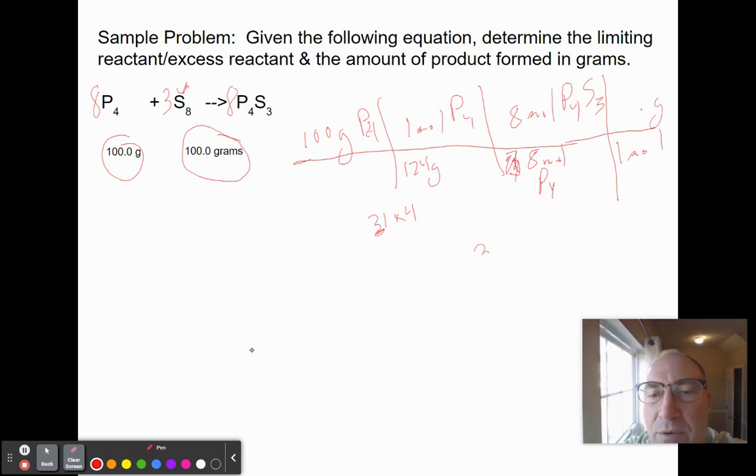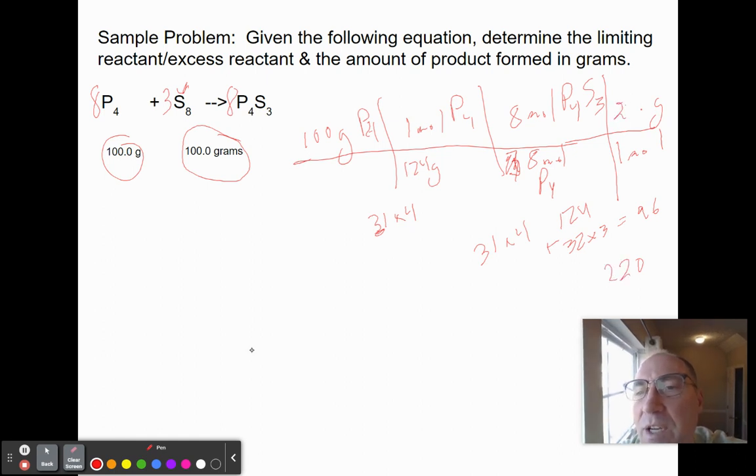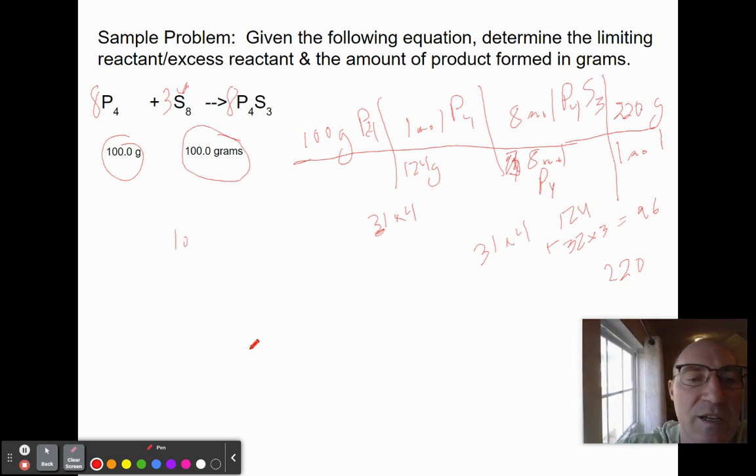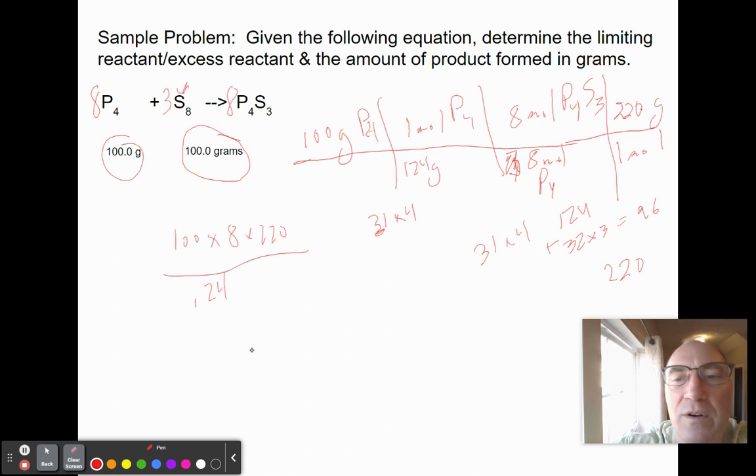Let's see, it would be 31 times 4, so 124, plus 32 times 3, which is 96. So that's 220. So 220 goes up here, okay? So now your math is going to look like this. It's going to be 100 times 8 times 220 divided by 124 times 8. Okay, so everything on top divided by everything on bottom.